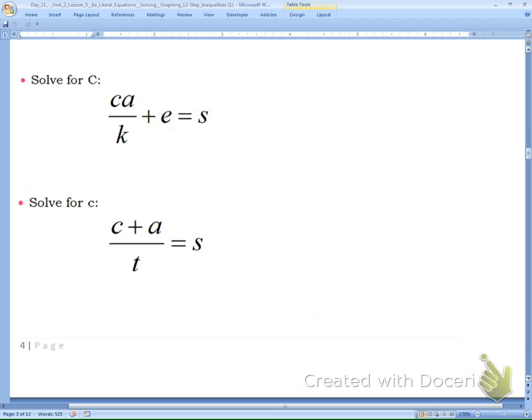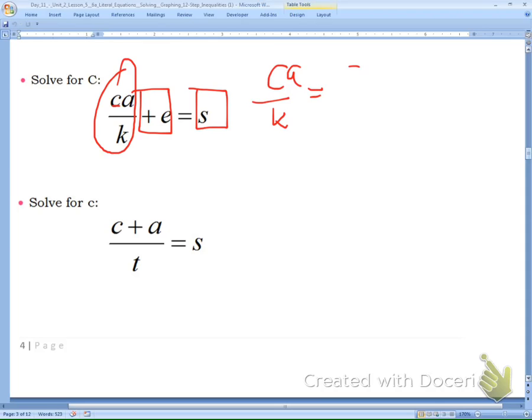So this next question says to solve for c. Look for your variable c. There it is right there. It has an a beside it and a k under it, so I'm going to circle all of that. Everything else gets squares. So I first move my squares, so I can have my circles on my left and my squares on my right. Ca over k is equal to s minus e. All I'm doing is rewriting it.